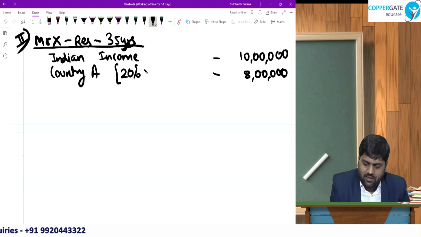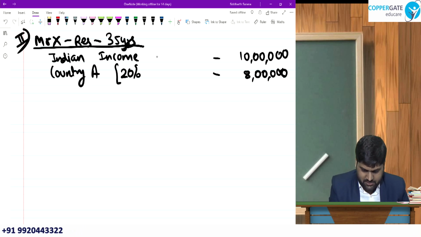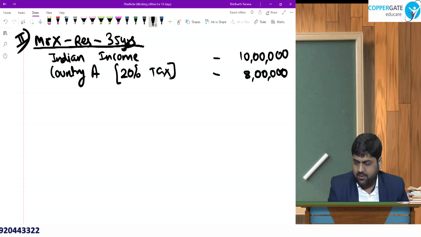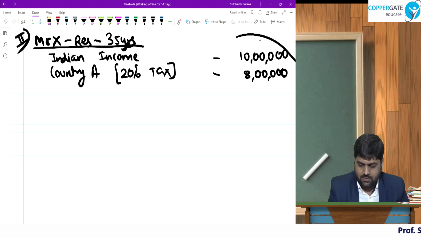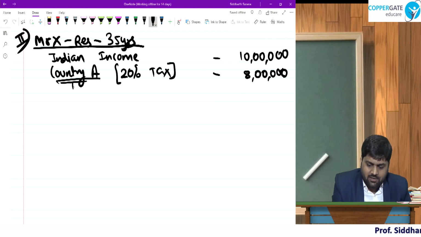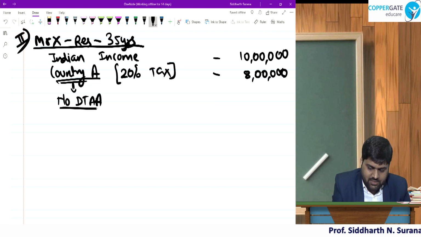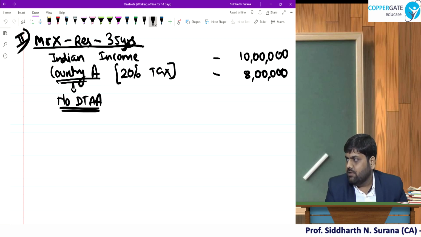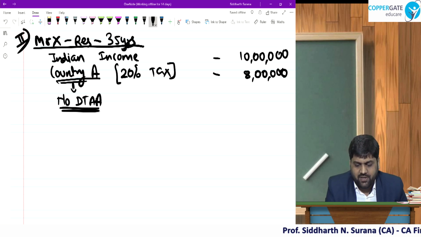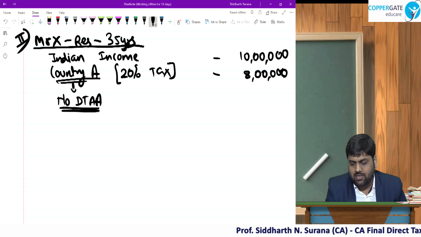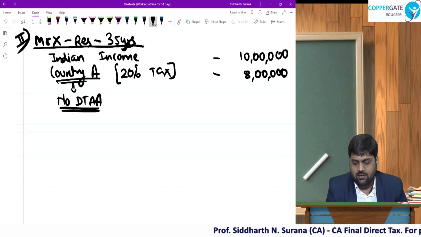In that country A, on this 8 lakh rupees, he has paid 20% tax. Till now, the example is the same, except for the income numbers. Once again, India does not have a double taxation avoidance agreement with that country. There is no DTAA between India and that country, so once again it becomes the same.